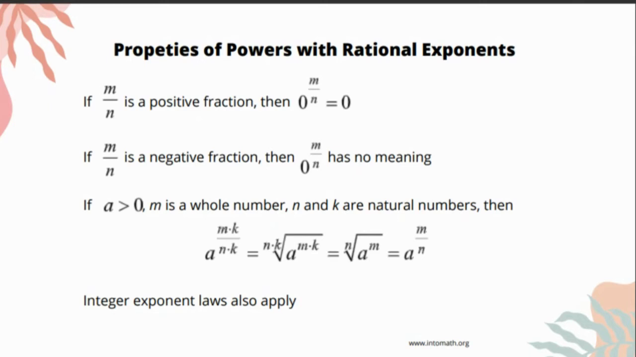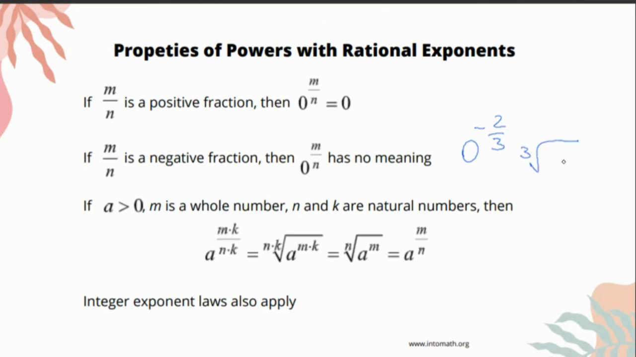Properties of powers with rational exponents. If m over n is a positive fraction, then 0 to the power m over n is equal to 0. If m over n is a negative fraction, then 0 to the power of m over n has no meaning, or it's undefined. Because if you decide to take, say, 0 to the power of negative 2 over 3, then you have the third root of 0 to the power of negative 2, and then this would end up being 1 over 0 to the power of 2, and we cannot divide by 0, it's undefined. Therefore, this expression is not possible.